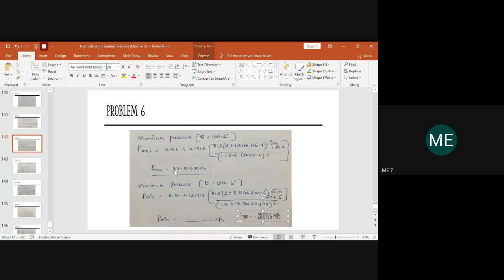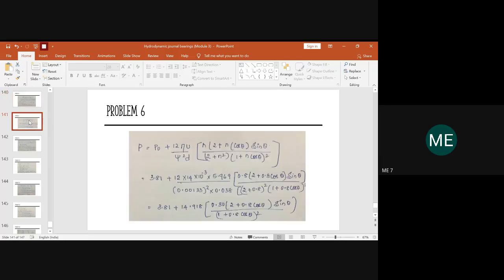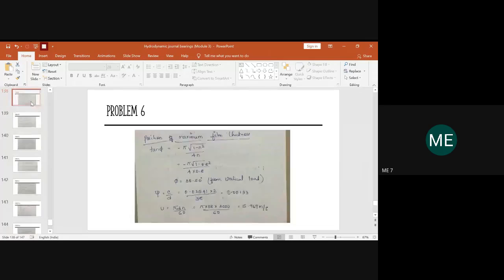You cannot directly determine P max and P minimum, and hence we need to determine the value of pressure across the oil film. So this is the pressure distribution in the entire oil film, irrespective of where the pressure is maximum and minimum. Once we calculate the magnitude of P naught, only then can we calculate the maximum and minimum pressure. So these are the steps you have to follow. Even though the radial clearance is given, we need to convert that into the diametrical clearance, and then calculate the diametrical clearance ratio.